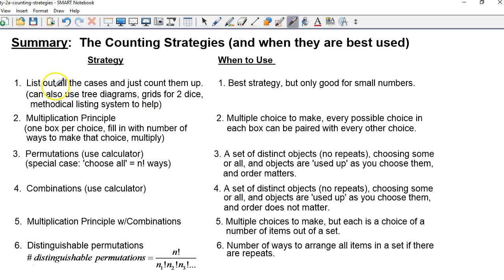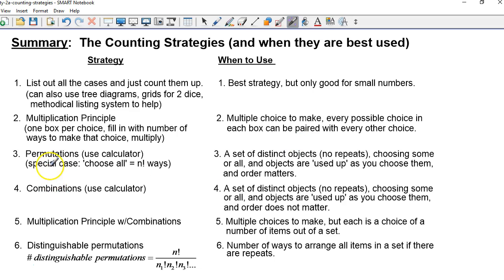The best strategy of all is to list out all the cases and just count them up. You can also use tree diagrams, grids, methodical listing. You should use this; it's the best strategy of all, but you can only use it when you have small numbers. Multiplication principle: 1 box per choice. Fill in the box with the number of ways to make the choice and multiply. You can use this when you have multiple choices to make, and every possible choice in each box can be paired with every other choice.